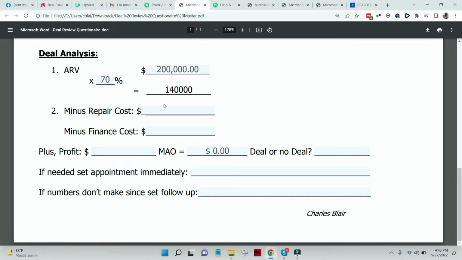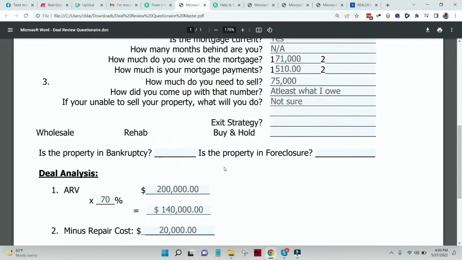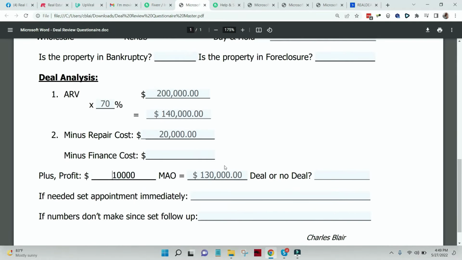Now we have to subtract the repairs. So let's say the repairs on this deal are $20,000. Now, if this was going to be a deal where we do a buy and hold or a rehab to flip, then we put in the financing costs. But since this is going to be a wholesale deal, we're going to skip that. Next, we're going to put in the actual profit we want to make, because before you put in the profit, it tells you right here. It already did all the calculation that the maximum allowable offer you want to make is $120,000 before you put in the profit you want. That is what we call our automated deal review sheet.